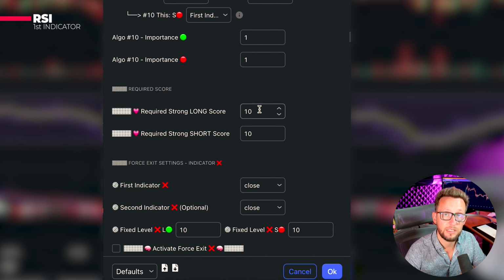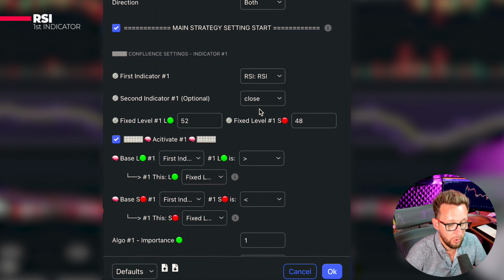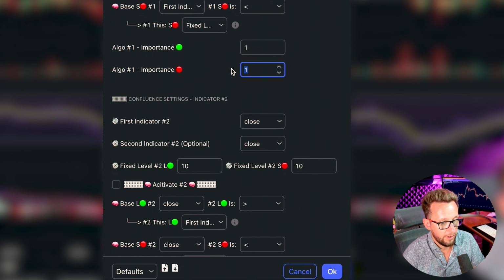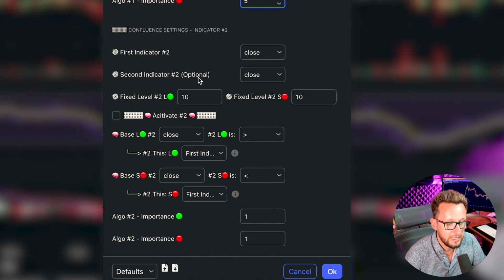If the number of points goes above the threshold, we get an entry. So I'm going to go over and give that 5 points, 5 points, and 5 points. Okay, let's go down to the second indicator now.